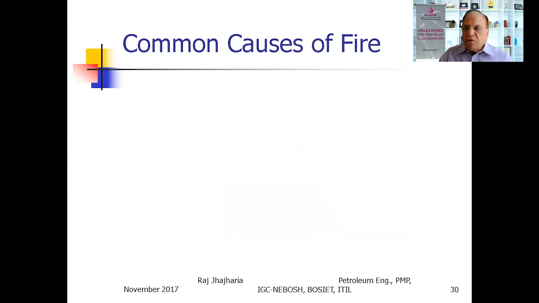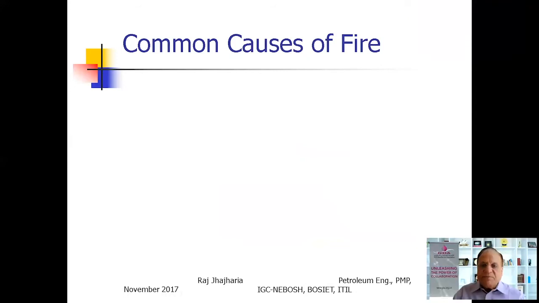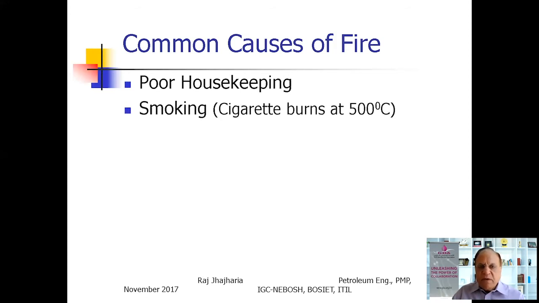Now, what are the common causes of fire? That's how the fire happens. Poor housekeeping. Wherever you see loose papers, files, combustible material, or explosive or fire-prone material lying around, not properly locked, not properly stacked, it's a cause of fire.